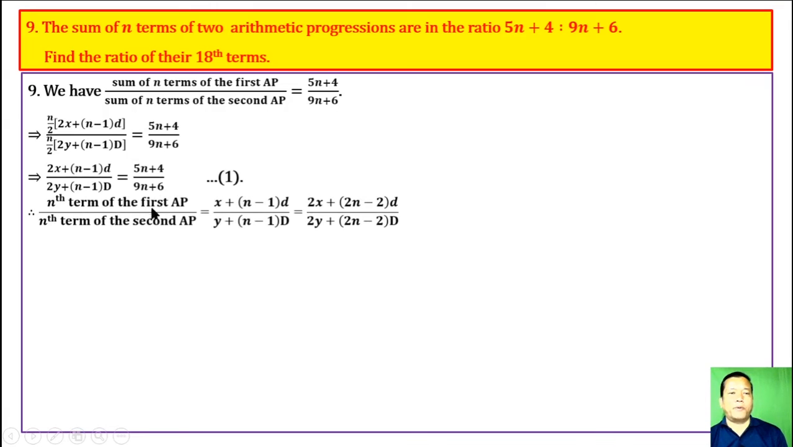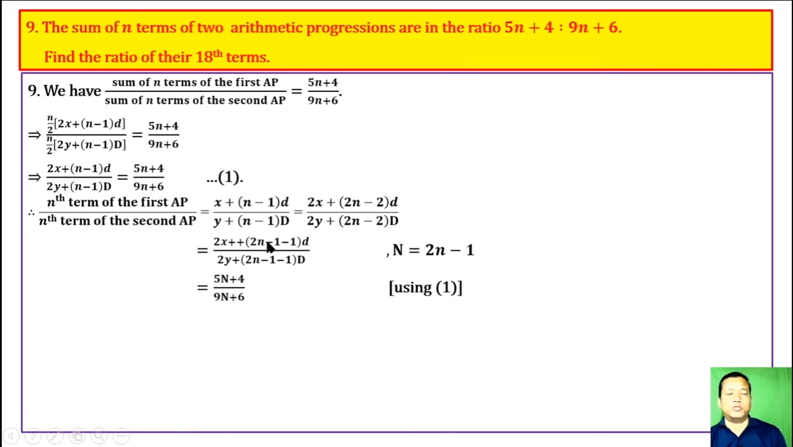Therefore, the nth term of the first AP divided by the nth term of the second AP. The nth term of the first AP is x plus (n minus 1) times small d, and the nth term of the second AP, whose first term is y, is y plus (n minus 1) times its common difference, capital D. Multiplying the numerator by 2, we get this, and it can be put in this form. Here, 2n minus 1, put m.